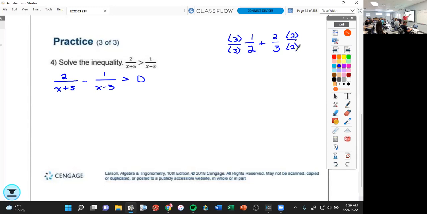right? Folks, that's kind of what this is here. Okay. Notice that 2 over x plus 5, the denominator is x plus 5. The other one has a denominator of x minus 3. The one on the left needs to have an x minus 3, doesn't it? So I'm going to multiply this first one by x minus 3 over x minus 3.